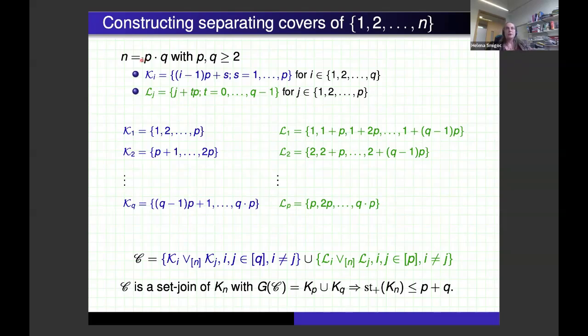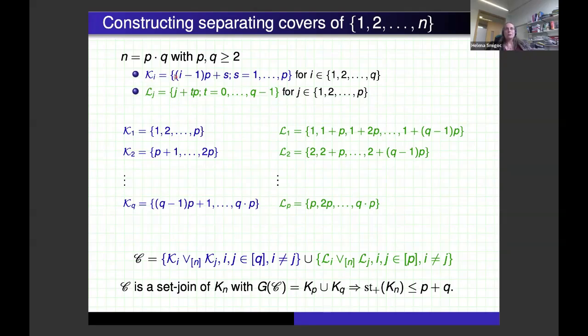They don't have to be primes. I just factorize n as p times q, both of them greater than or equal to 2. And then I would like to find a separating cover of these n elements, or set join cover of Kn. And I do exactly what you've seen previously in the 9 by 9 case. I have these blue sets and green sets.